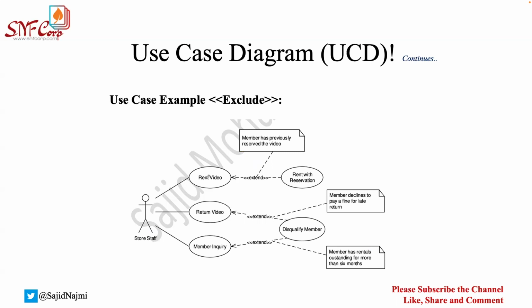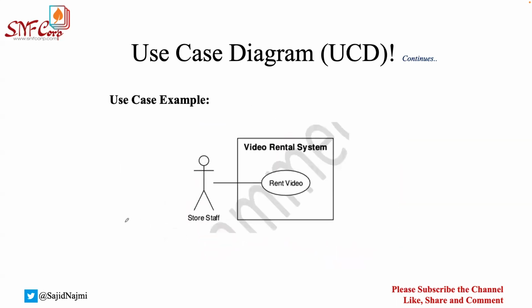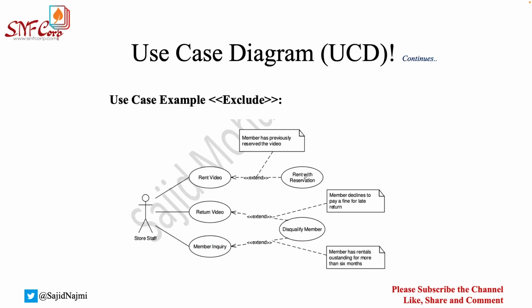Rent a video. The moment the store staff is renting a video, if he or she wants, they can use the previous reservation number. As a user, I might have reserved already online or through other ways. I may have visited the store and made a reservation for some different day. I'm going to come this Friday evening and take this video, just reserve it for me. Or I have done that reservation online. So the store staff can use that reservation number as well to rent this video. See, this is optional, extend as optional.